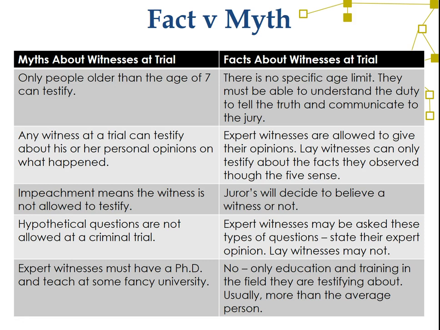But here are some myths and some facts as they relate to witnesses. Now, one myth is that only people older than 17 or older than 7 can testify. Well, there's no real age limit. They have to be able to understand what they call the duty to tell the truth and communicate that information to the jury. Another myth: any witness at a trial can testify about his or her personal opinions. Well, expert witnesses are allowed to give their opinions. Lay witnesses, and we'll learn what those are in a little bit, can only testify about the facts they observed through the 5 senses. And again, we'll get to that.